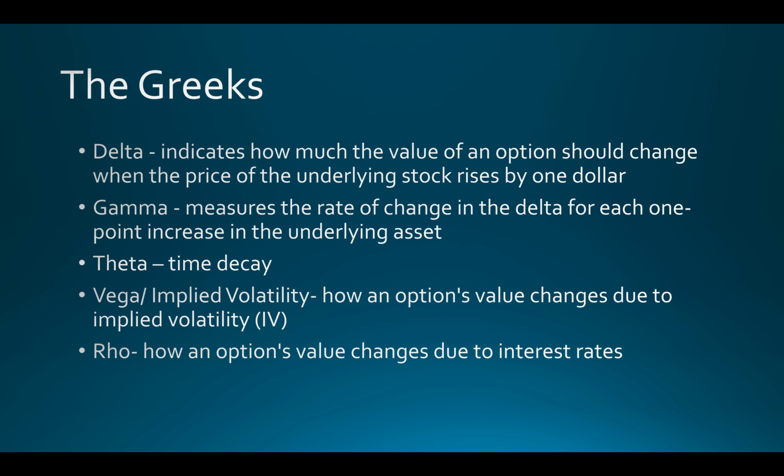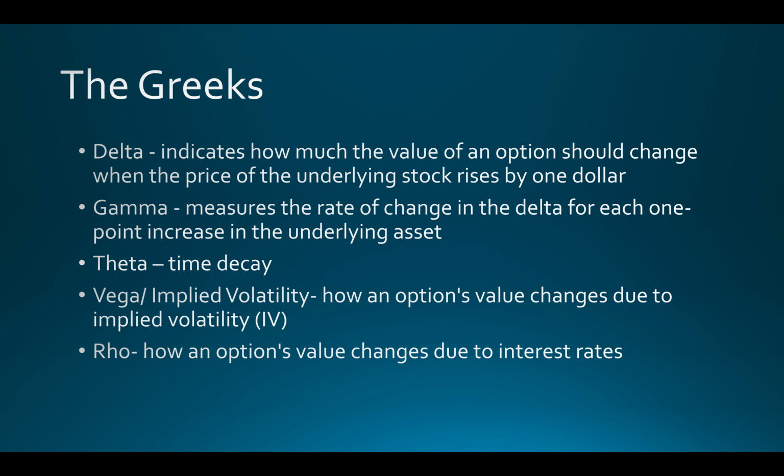Gamma is how much this delta should change for every dollar the price of the underlying asset increases. Theta is a very important one as well. It is time decay. So if nothing happens once a day expires, the option will lose money due to its loss of extrinsic value in the time decay, which is labeled theta.